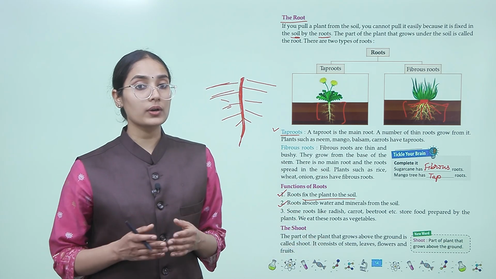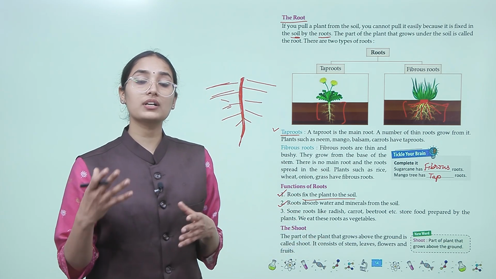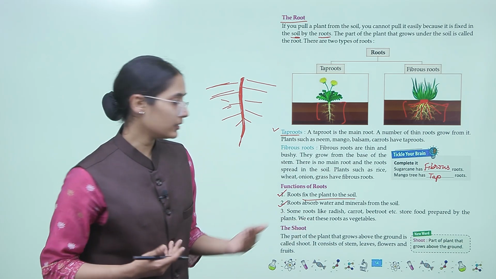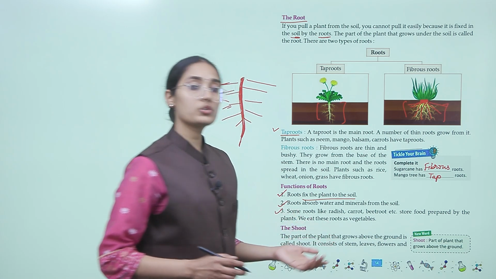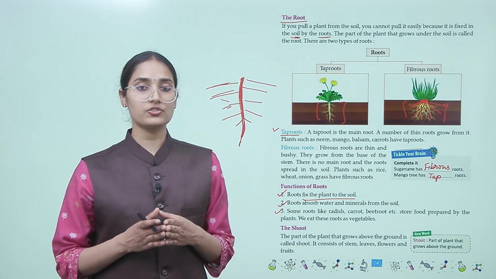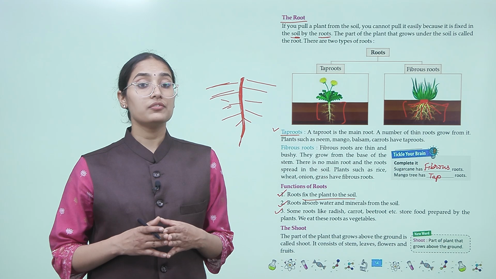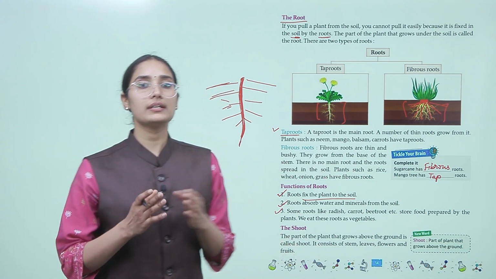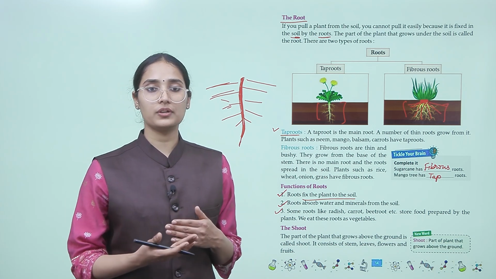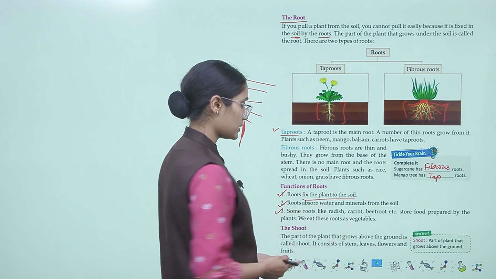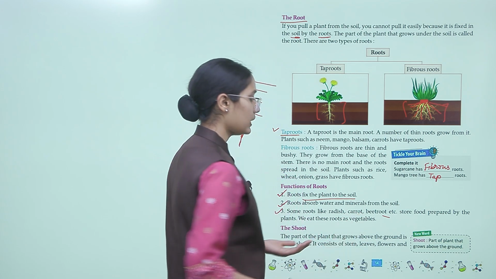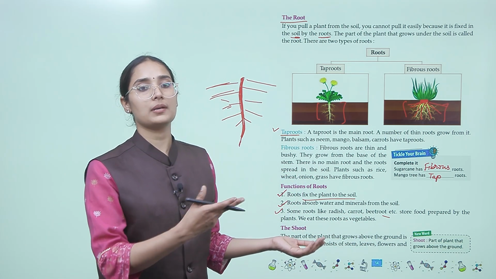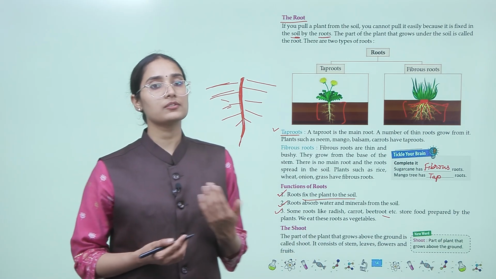Also, roots absorb water and minerals from the soil. Whatever minerals and water the plant needs are taken up by the roots. Some roots like radish, carrot, beetroot, etc. store food prepared by the plants. We eat these roots as vegetables. So storage roots are also used as food, and they give energy to us. Beetroot and radish grow under the soil, and they are the root of that plant. So they also give us food.